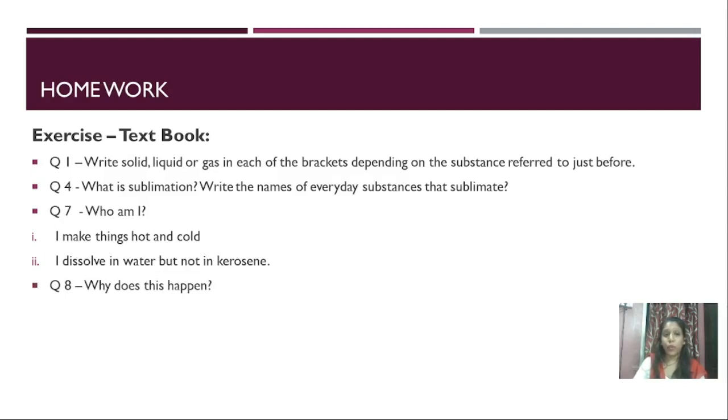And question number 8, why does this happen? So children, why does this happen? A. Coconut oil thickens in winter. B. Kerosene left open in a dish disappears. C. The fragrance of incense sticks lighted in one corner of a room spreads to the other corners. And there is an image given. What do you see in the picture? Please write down what you see in the image. There is an apple and there is a balloon and there is water. So now I want you to write down what happens. Okay?